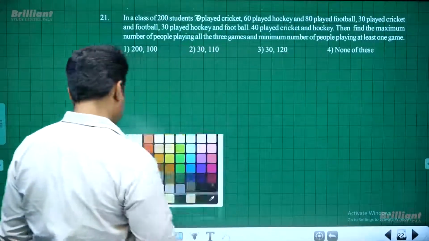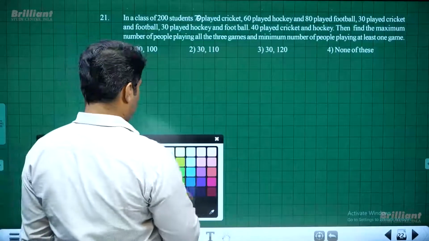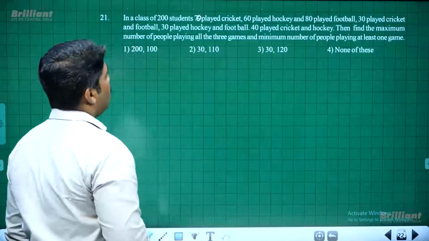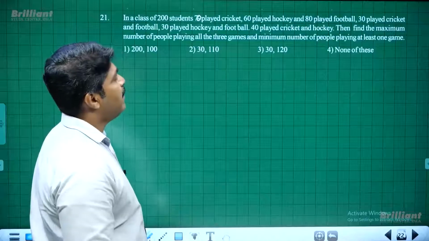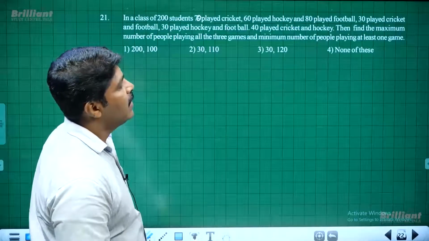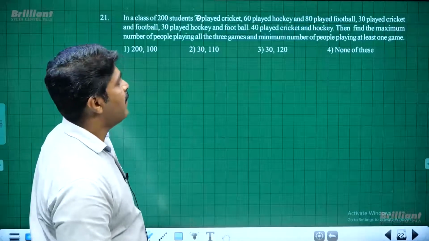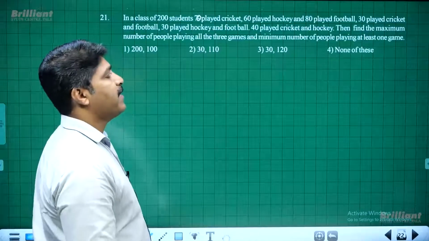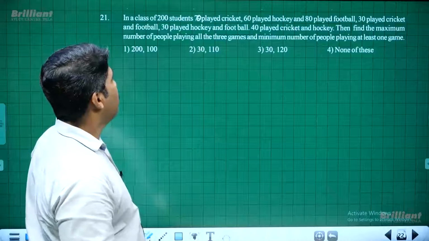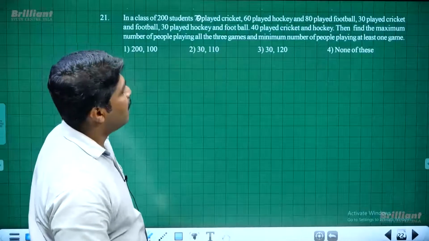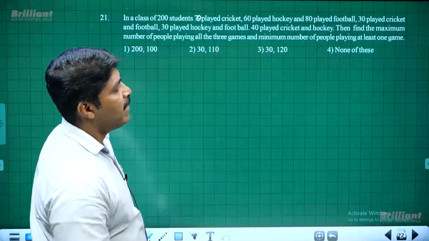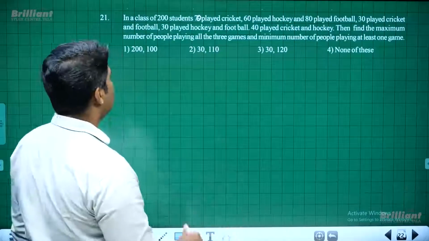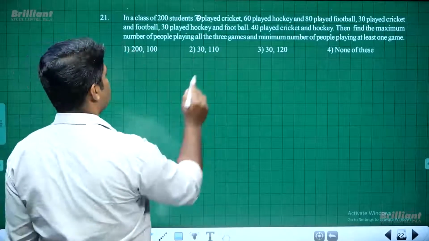Here we consider this question. In a class of 200 students, 70 played cricket, 60 played hockey, and 80 played football. 30 played cricket and football, 30 played hockey and football, 40 played cricket and hockey. Then find the maximum number of people playing all the 3 games and the minimum number of people playing at least 1 game.